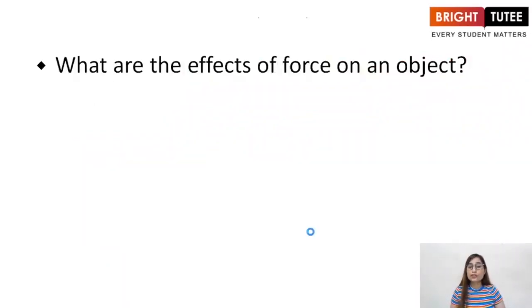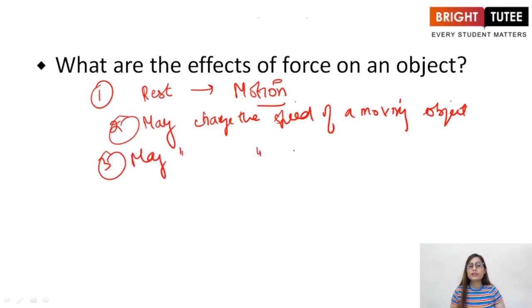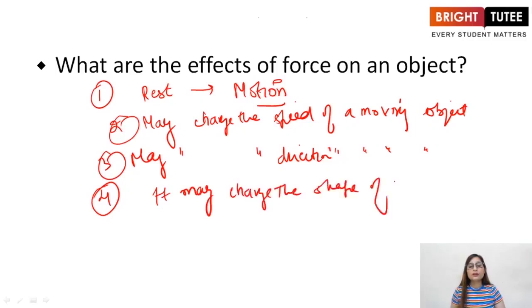What are the effects of force on an object? First one being, it can change the state of motion. Basically, it can bring a stopped body into motion, right? It can bring a body at rest into motion. Secondly, it may change the speed of a moving object, right? It can increase or decrease the speed of a moving object. Thirdly, it may change the direction of a moving object, right? Fourthly, it may change the shape of an object, right? We just saw that the force can change the shape of an object.